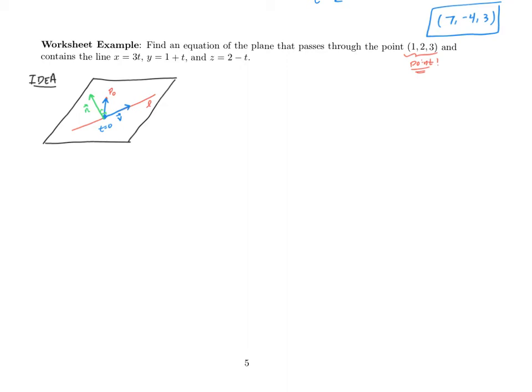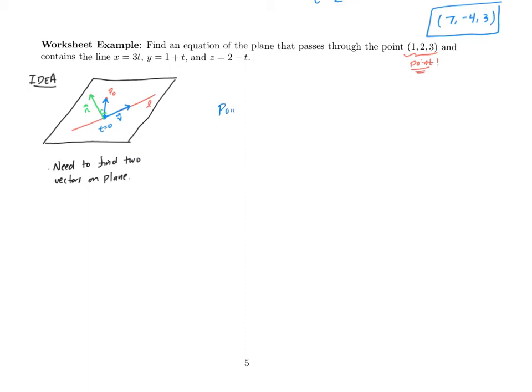And so in words, the key idea is we simply need to find two vectors on the plane. And once you find two vectors on the plane, the cross product of those two vectors would give you the normal vector. So let's go ahead and see if we can put this into equation form.